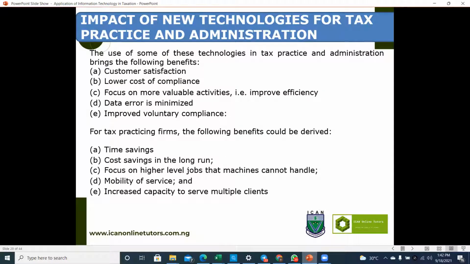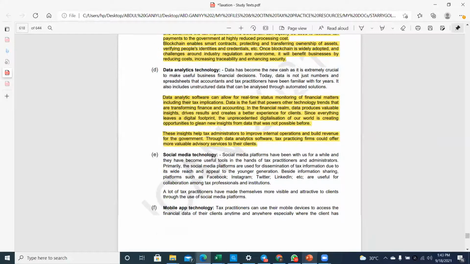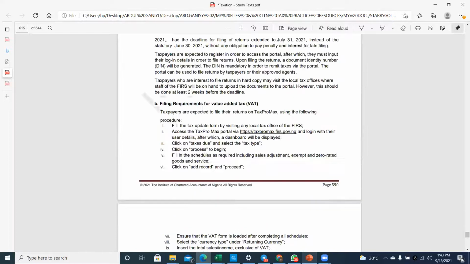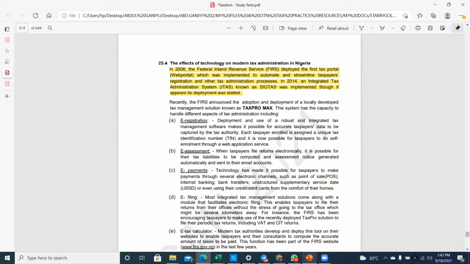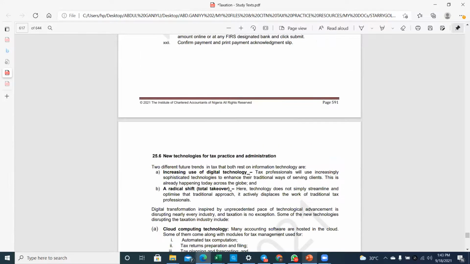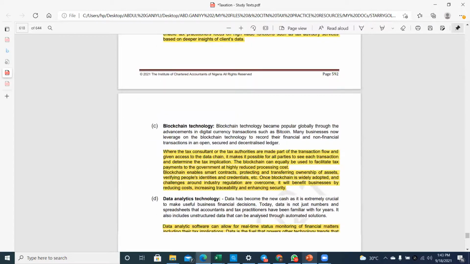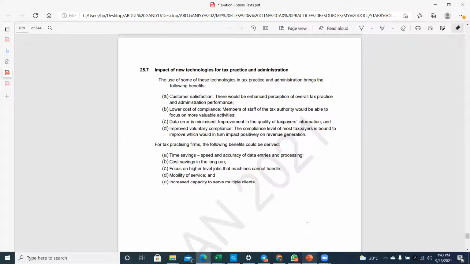Now, let's look at the impact of new technologies for tax practice and administration. Are we together? Yes, sir. The use of some of these technologies in tax practice and administration brings the following benefits.